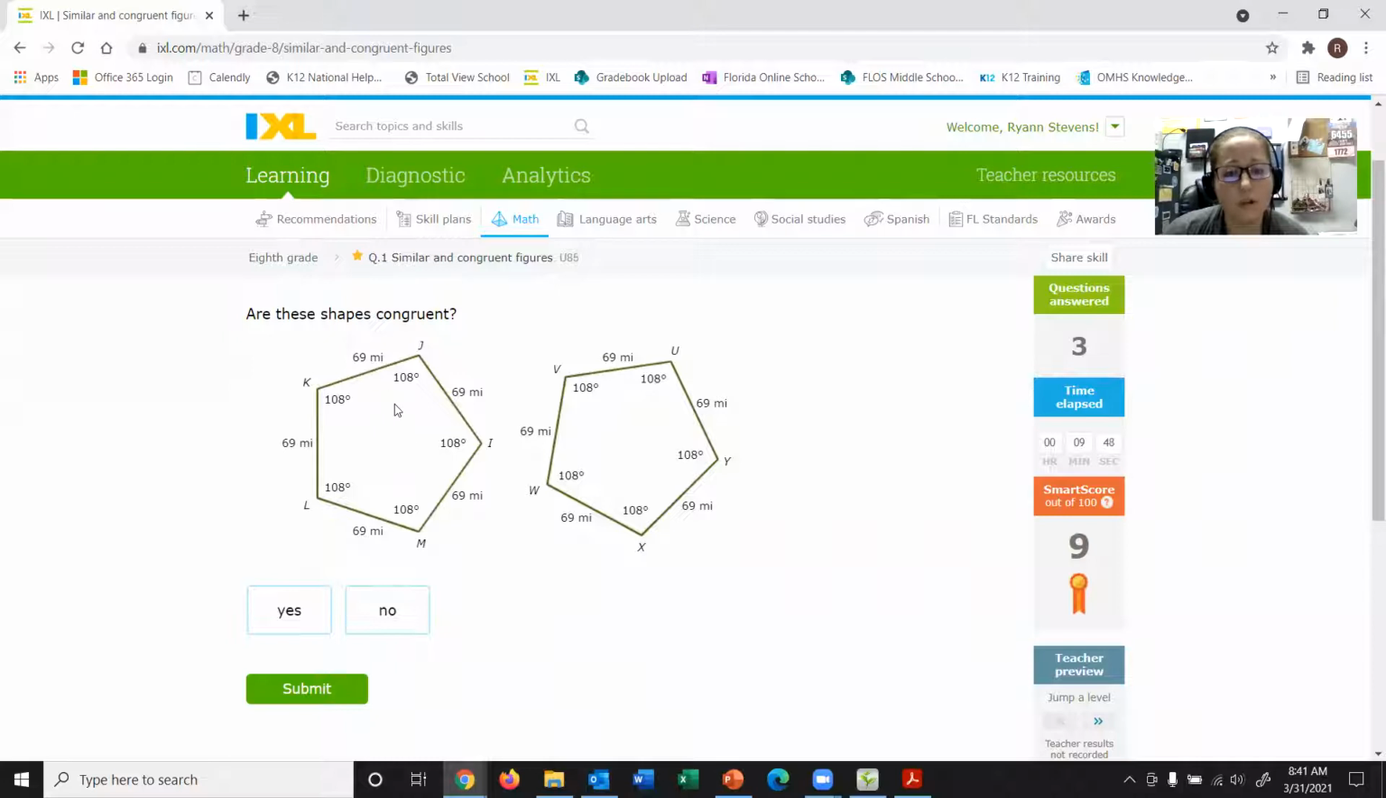And then you can also look at all of the angles. With this question, all of the angles appear to be the same. So you can look at these figures and say, okay, the side lengths are the same, the angles are the same, same size, same shape, which means they are congruent.